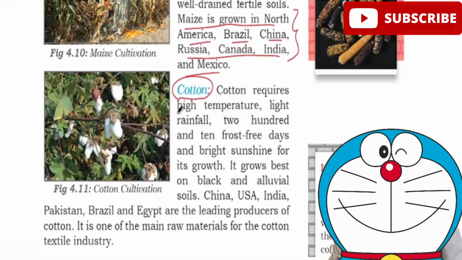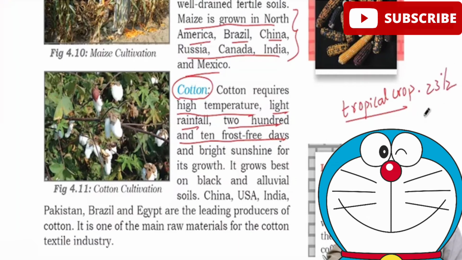So cotton requires high temperature, light rainfall and 210 frost-free days. That is, moisture content should not be there in the atmosphere wherever cotton is growing, because the cotton becomes wet and the fiber in the cotton will not be proper for clothes and all. So if you need the best quality cotton, the first important thing is it needs high temperature. So can I say it is a tropical crop? That is, it will be present between 23.5 degrees north and 23.5 degrees south.